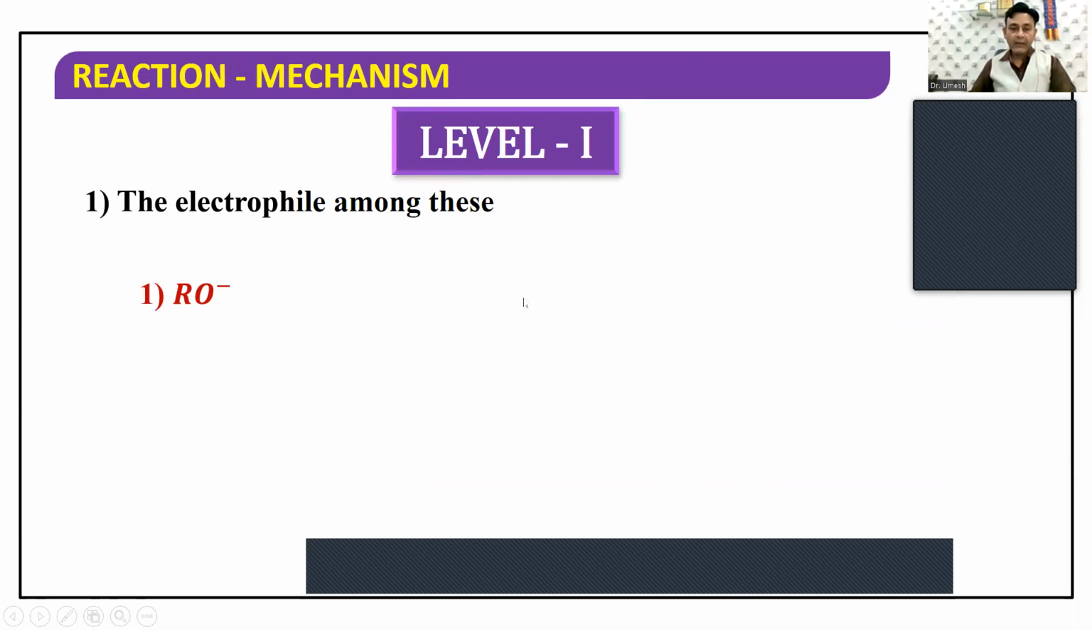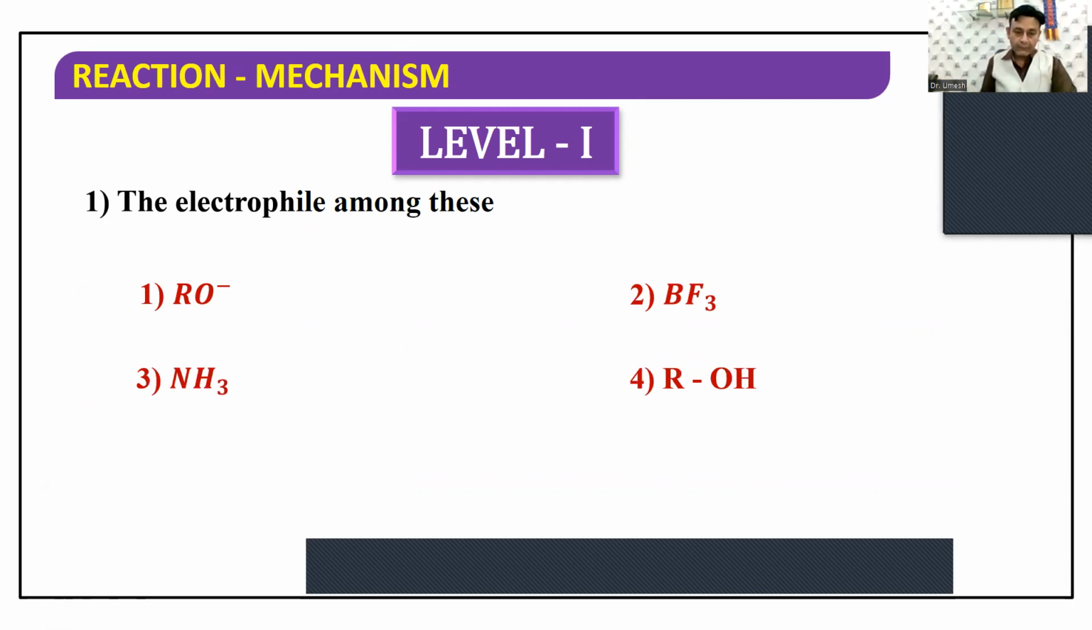The electrophile among these is. To understand what is an electrophile, first of all, we need to understand the definition of the electrophile. You know, an electrophile is an attacking species that is electron deficient and attacks upon the carbon positive. That is called an electrophile.